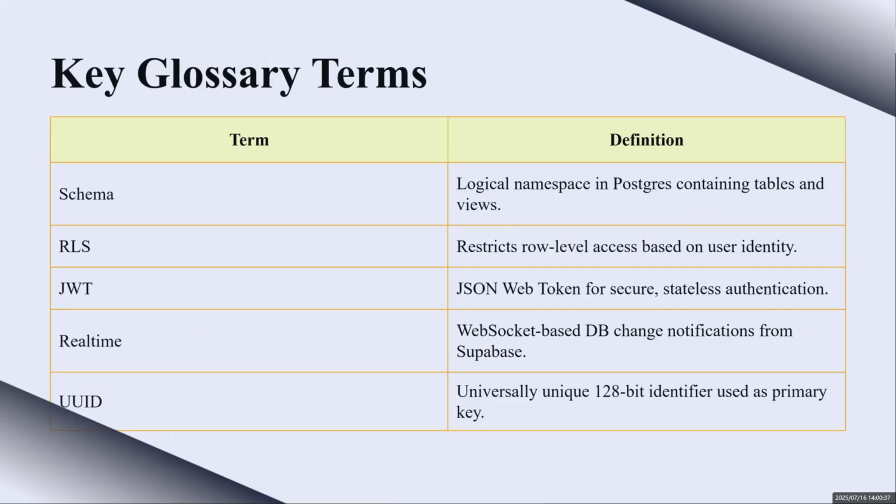So when we talk about schema, schema is just the logical namespace in Postgres containing tables and views, whereas row level security, shortly known as RLS, helps to restrict access based on user identity. Then for the JSON Web Token, shortly known as JWT, it's used for secure and stateless authentication. Now for real-time, it is WebSocket-based DB change notification from Supabase. Then we have the universally unique 128-bit identifier, shortly known as UUID, which is set as the primary key.